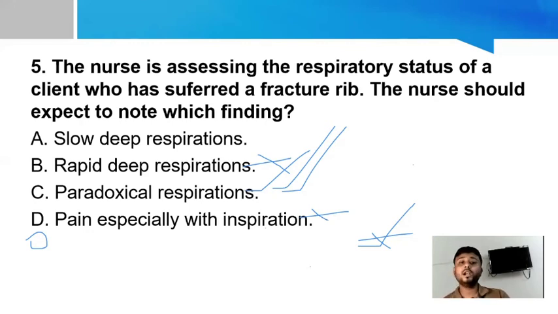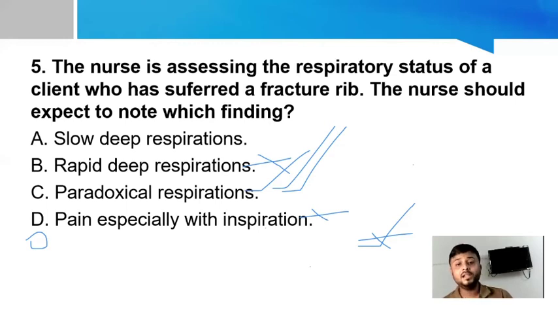Third one is paradoxical respiration. Paradoxical respiration is related to paradoxical chest movement, which is related to flail chest. So if there is a fracture in the ribs, and the number of ribs is 3 or more than 3, we can consider the answer will be paradoxical respiration. But if there is one fractured rib or two fractured ribs, we can consider here the rapid deep respiration.